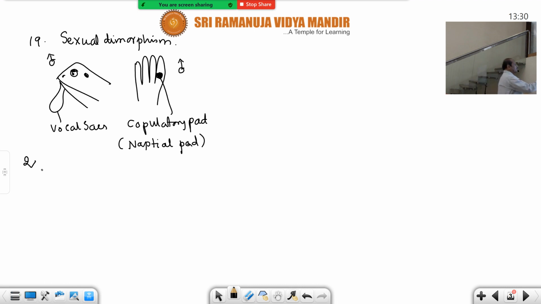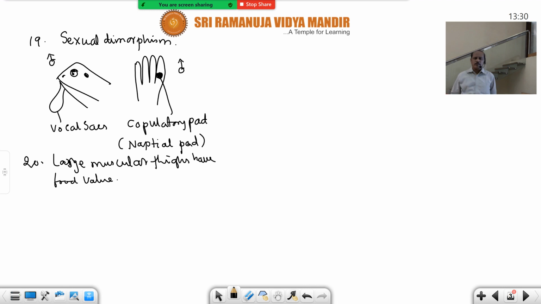And large muscular thighs have economic importance, food value. Large muscular thighs have a food value. So that is the economic importance of the limbs of the frog. So with this, external characters completed. Now let us take the anatomy, morphology.